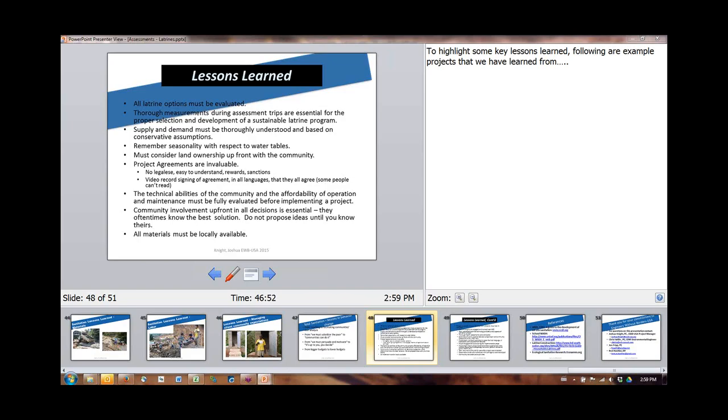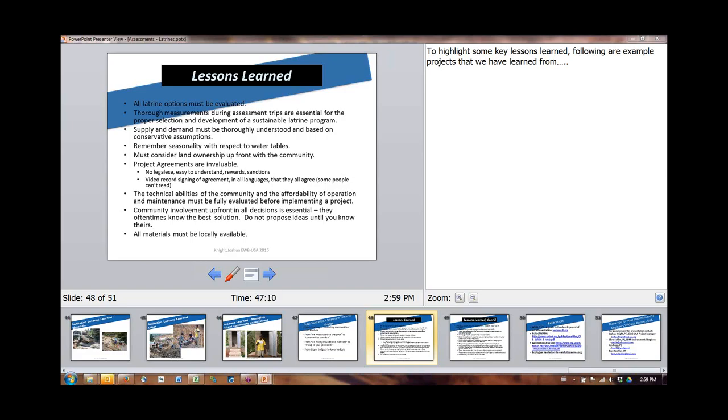Remember seasonality. Remember water tables are incredibly important. If you're there in the dry season, you may not realize how close the water table comes in rainy season. And you do not want the latrine to be under a water table because then you're contaminating their groundwater.